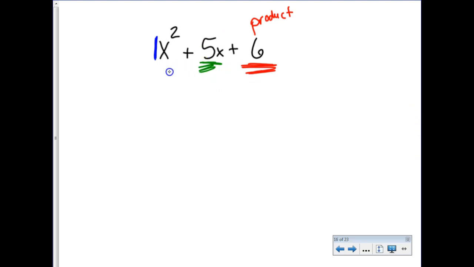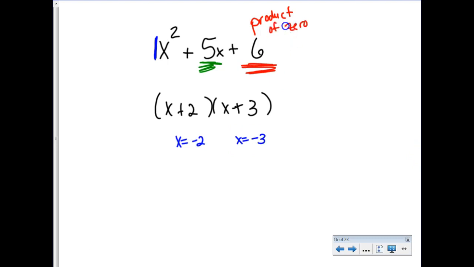Let's talk about the roots. If you went ahead and factored this, it factors into x plus 2 times x plus 3, excuse me. What are the solutions to this? x equals negative 2 and x equals negative 3. So let's call this the product of the zeros. But this number here would be the opposite of the sum of the zeros.